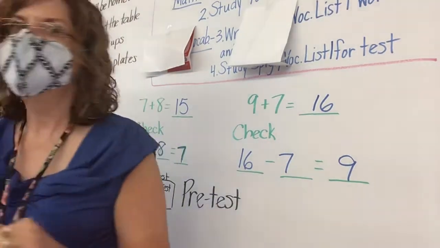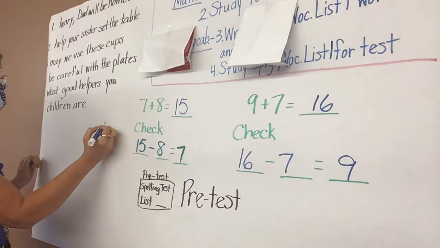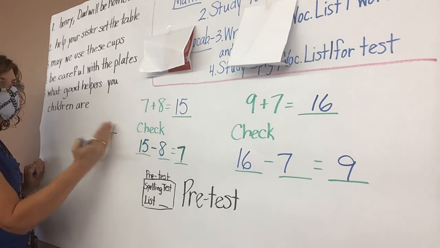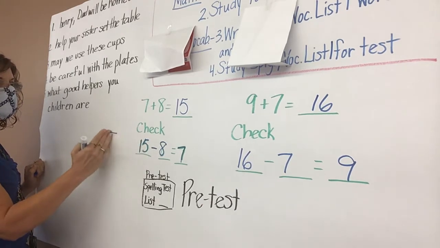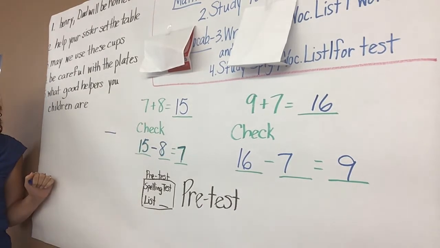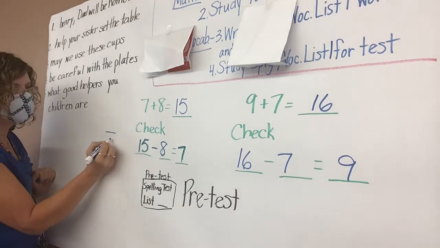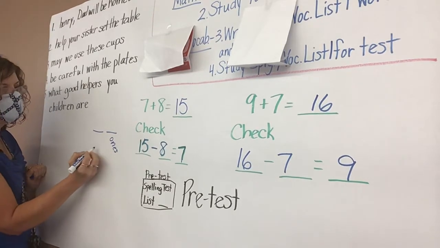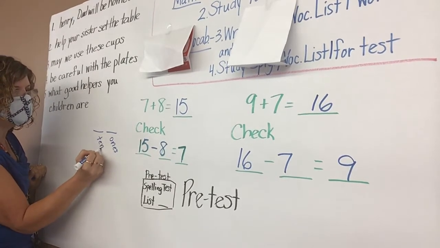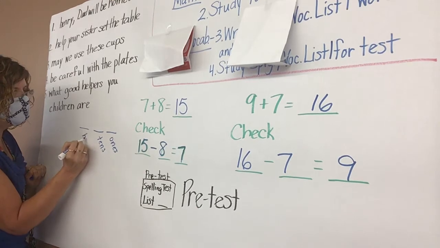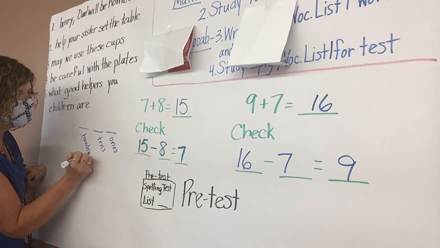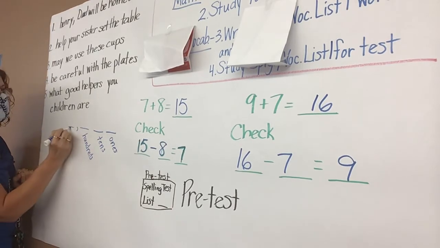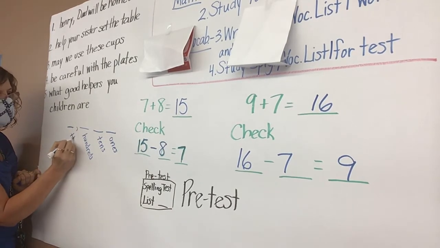Remember place value? When you do place value, what is the first place value? Do you guys even remember? The ones. What would be the next one? The tens. What would be the next one? Hundreds. And the next one would be thousands, and you would have a comma here between the thousands and the hundreds.